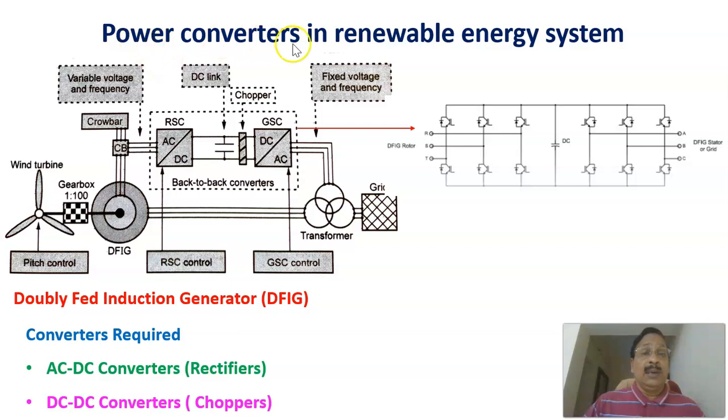Now, continuing with the power converters in a renewable energy system, we are considering a wind energy conversion system, in which, as we have already explained in the previous presentations, this is a doubly fed induction generator, DFIG. In the DFIG, there are wind turbine blades with a pitch control setup. Then there is a gearbox mechanism that changes the speed, and that is coupled to the rotor. And there is a stator. The rotor is a slip ring type.